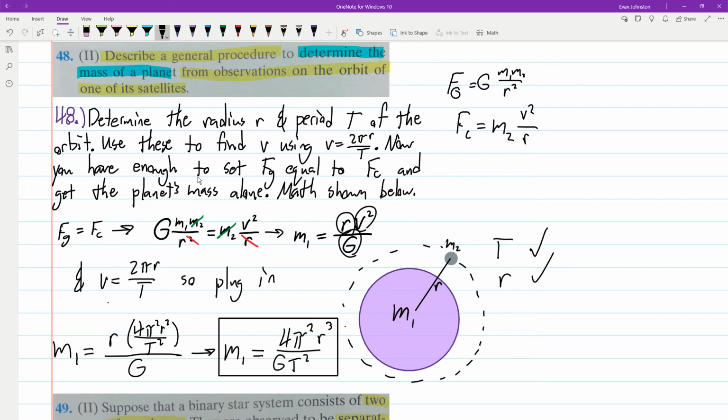I took this a step farther and plugged v into this equation, and that's what I've rewritten here. It's a big, gnarly looking formula, but it's the same idea as saying, if we can find the speed, we could just plug it into this guy. That's really what the observations would need to be. So the procedure would be: find the radius and period of the orbit. We could use these to find the speed of the satellite, and now we have enough information to set the force of gravity equal to the centripetal force, and that would let us get the planet's mass.